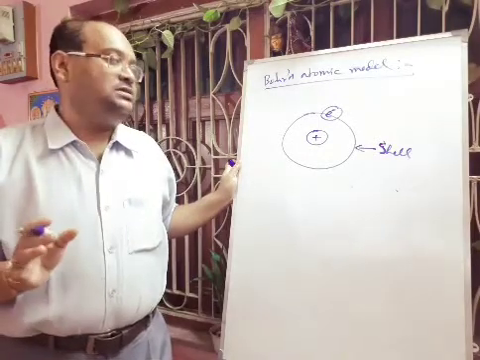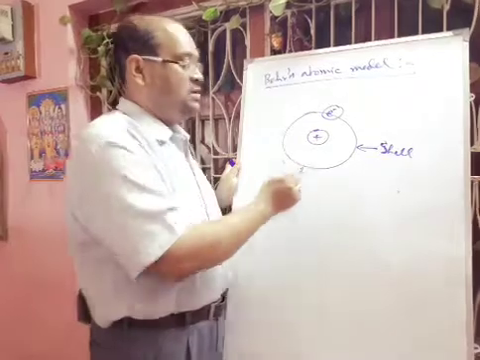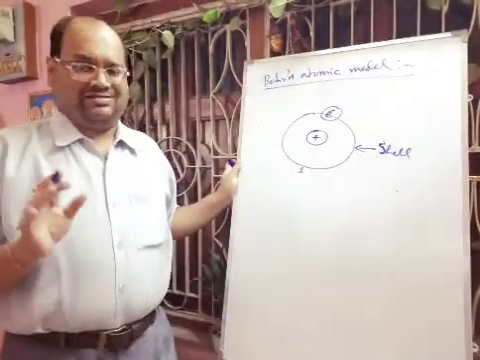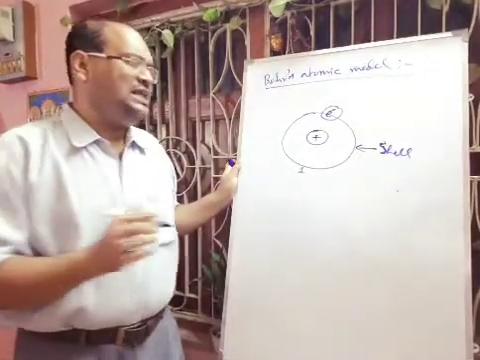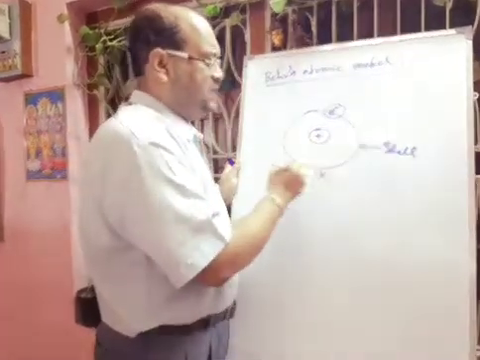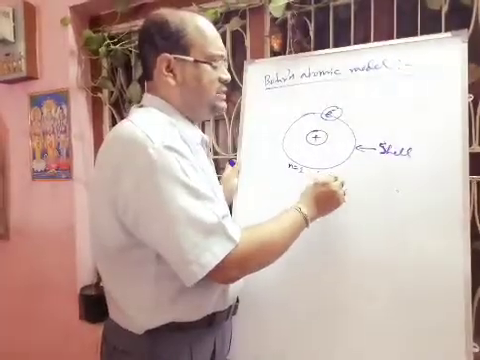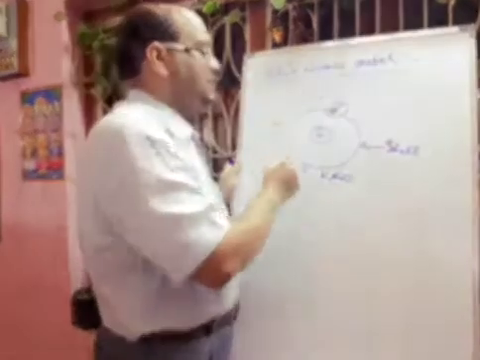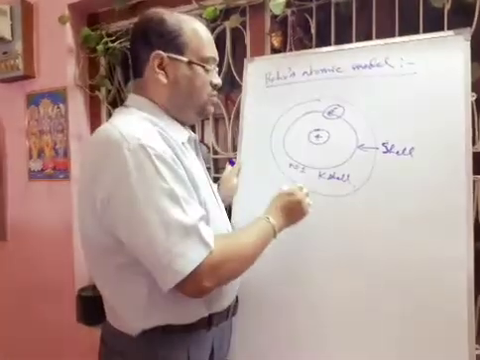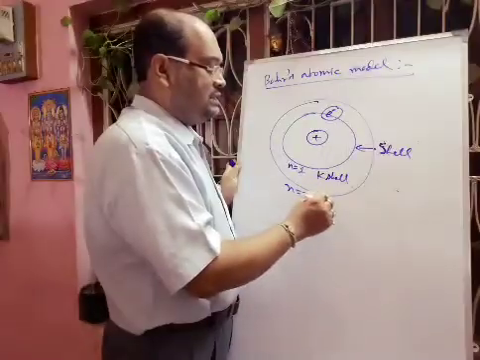The energy levels or shells are designated either by numbers, such as 1, or by letters, such as K shell. Here n is equal to 1, indicating the K shell. The next shell will be n is equal to 2, which we call the L shell.